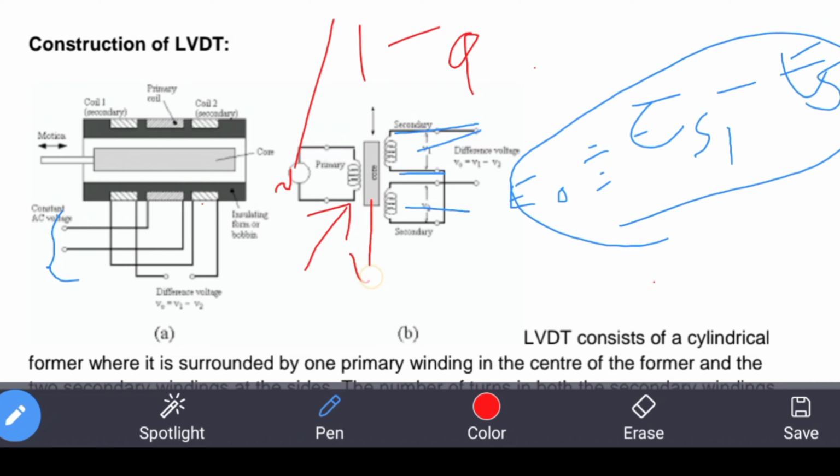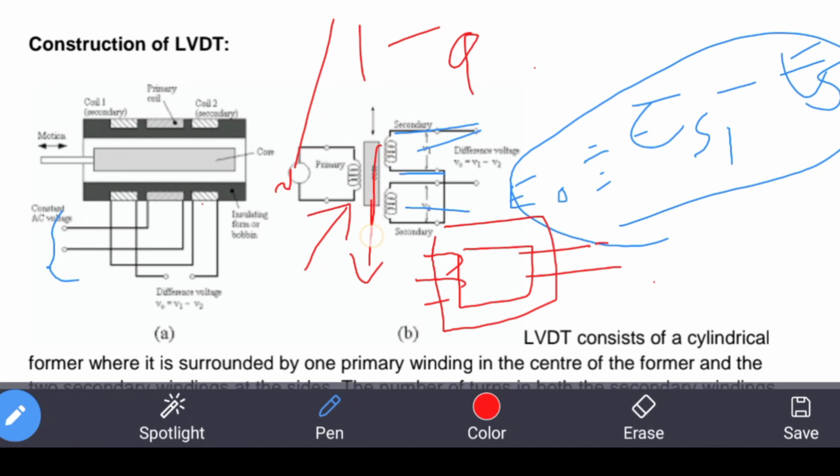Based on the principle of transformer, what is the principle of transformer? Actually the core is constant in a transformer. We connect the primary winding and secondary winding like this. The core is constant, but here the core is moving. If the core is moving, the flux linkage between the primary winding and secondary winding will be different. Suppose linear motion happens and the core is moved out.